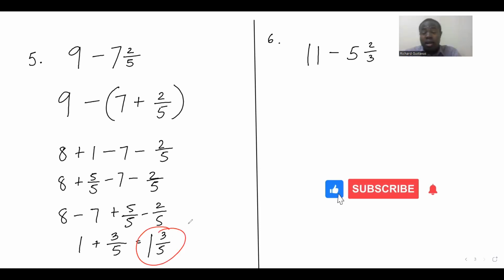Now, guys, we are at the end of this lesson. Number 6 is for you. This is when you'll work the questions and post your answers in the comment section.